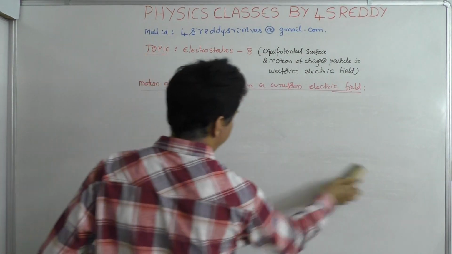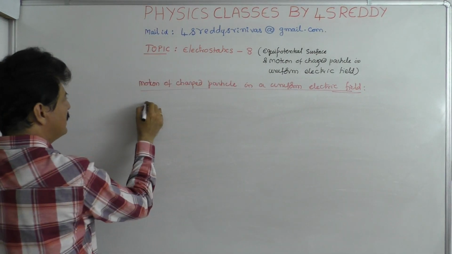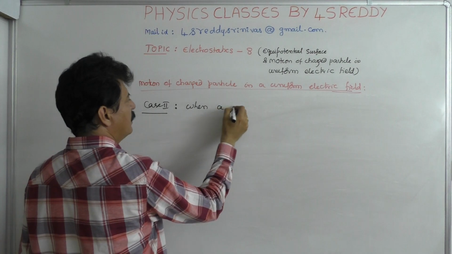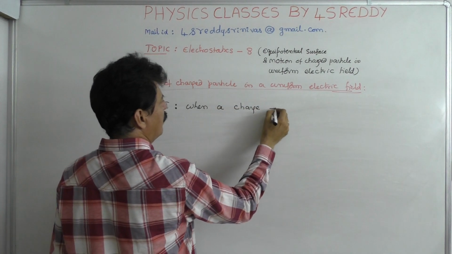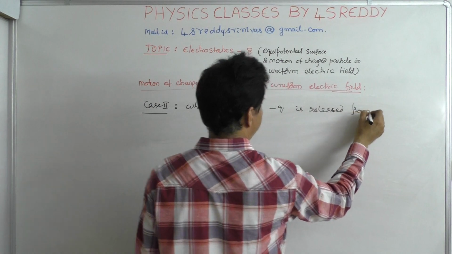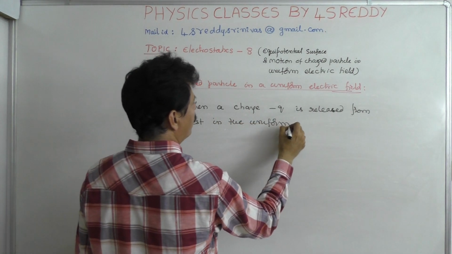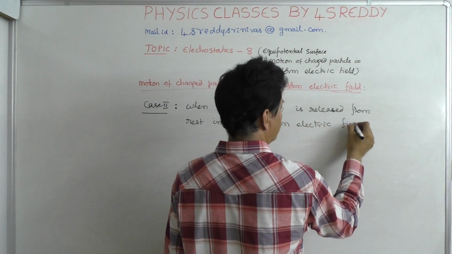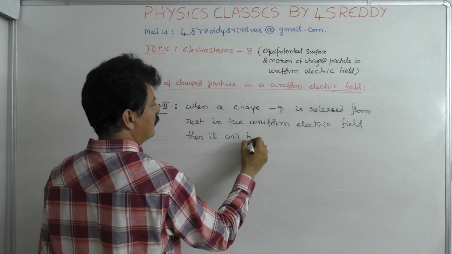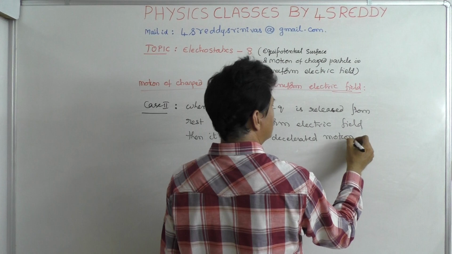And now case 2. Case 2 is when a charge minus q is released from rest in the uniform electric field, then it will have decelerated motion.